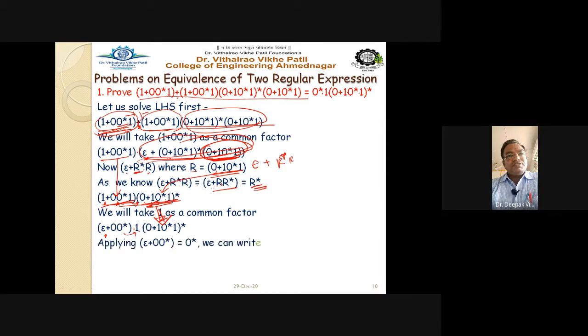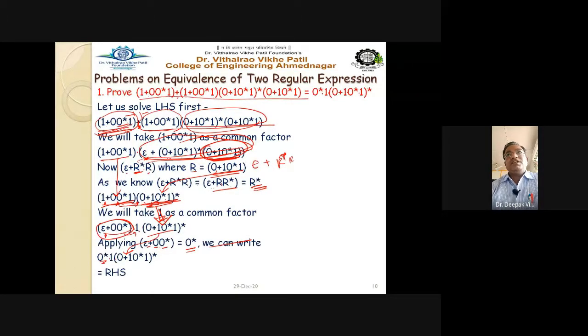So see here, applying the second identity again. That's why I told you that identities are very important. You have to understand the identity rules, so that now, see here, epsilon plus 0 dot 0 raised to star equals 0 raised to star. So this term is nothing but your 0 raised to star. So you see here 0 raised to star dot 1 dot, the rest of the term is as it is, and that is nothing but your RHS.